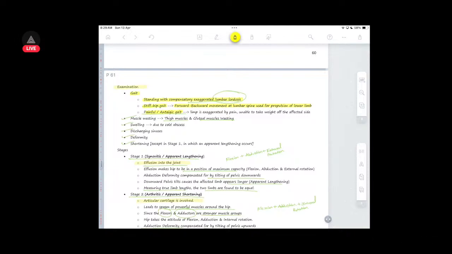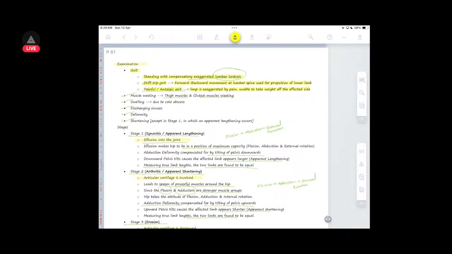Painful arthralgic gait will be there. Limp is exaggerated by pain. They will not be able to take the weight off the affected side. They can put weight on it, but they cannot take it off. So muscle wasting will be there. Thigh muscle and gluteal muscle will be wasted. Swelling will be there due to the cold abscess. There will be discharging sinuses. There will be deformity. There will be shortening.